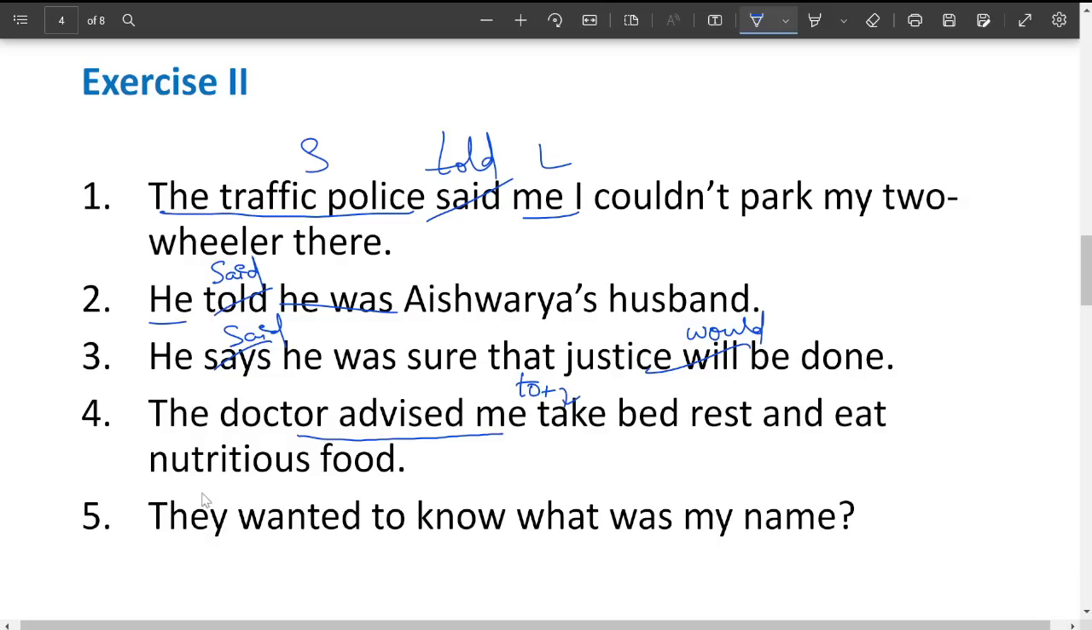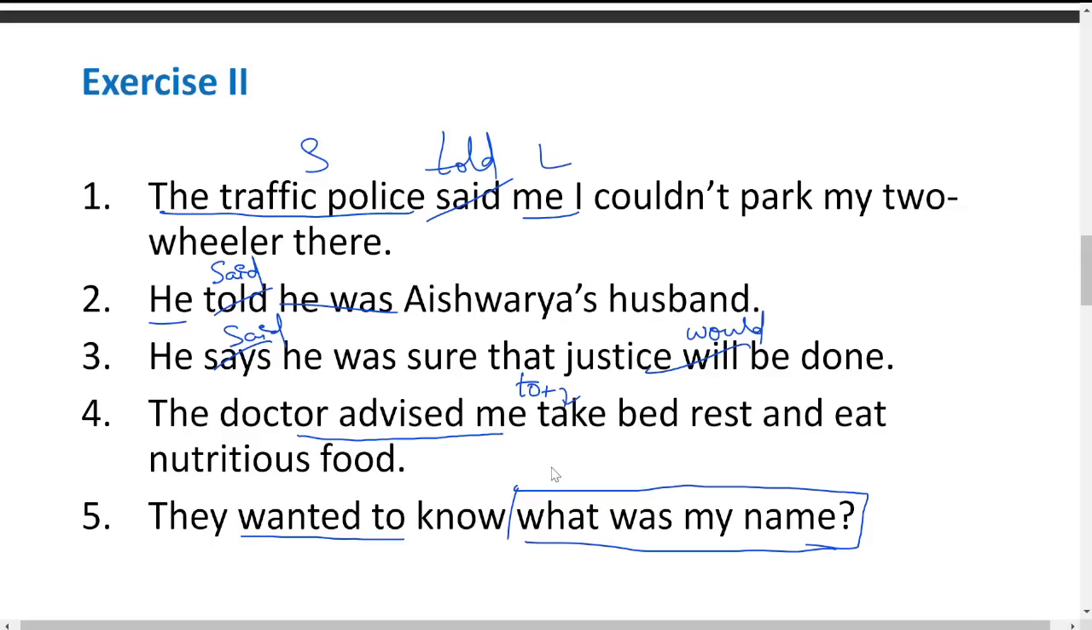Okay, next. They wanted to know what was my name. See, they wanted to know, it is already in the indirect speech. In the indirect speech, you cannot use this structure. If you use this structure, it comes as one more question. Now what you can use is, he wanted to know what my name was, and no question mark also. In indirect speech, you would not come across any question marks. Okay, next.